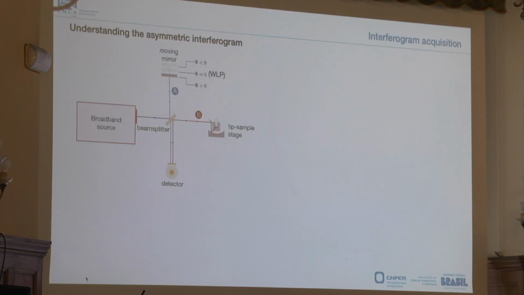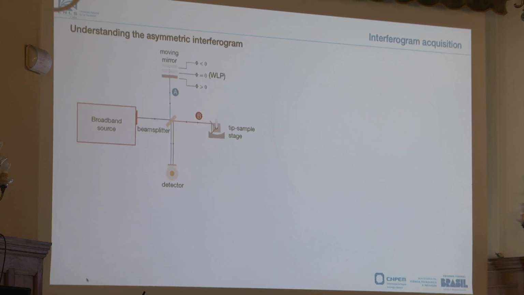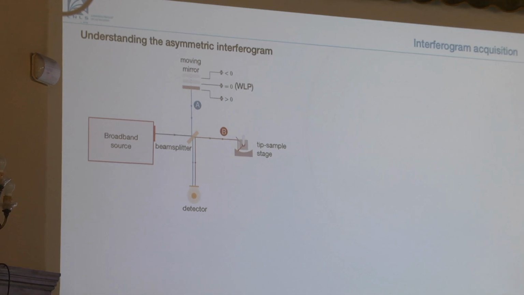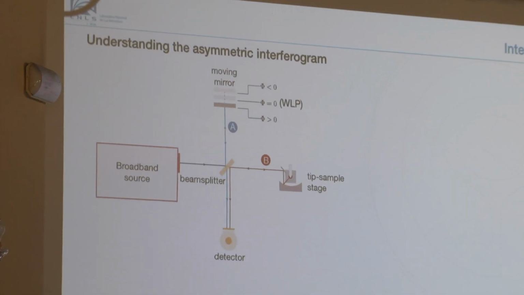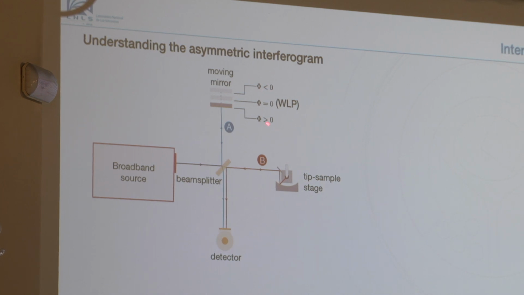Okay, some practical aspects: interferogram acquisition. Why do we have an asymmetric interferogram? That's one question, right? So let's take this condition where we have the moving mirror in 3 different positions. One is the white light position, where we see the center burst of the interferogram. Here it's a little bit before that, and here is a little bit after that, right?